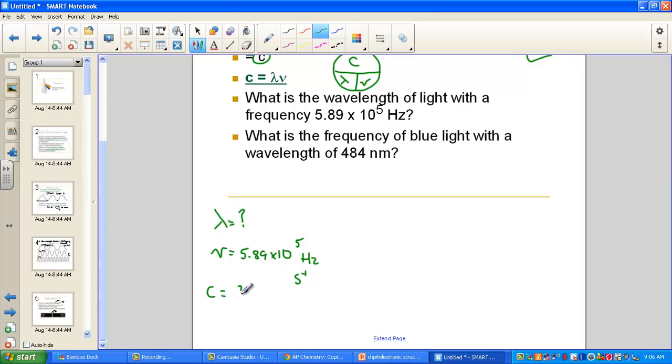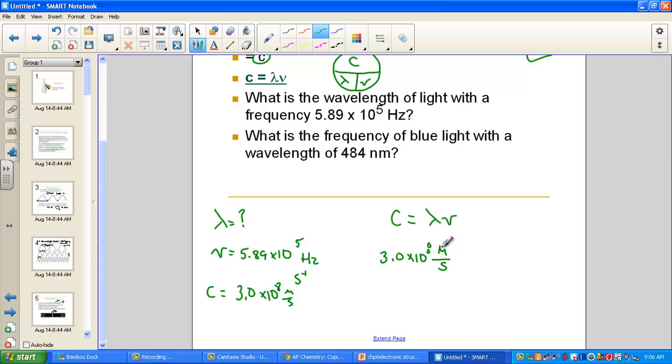Our constant is something we'll work to memorize for the speed of light, 3 times 10 to the 8th meters per second. We know the algebra formula, c equals lambda nu. C is a constant, always 3 times 10 to the 8th power meters per second.